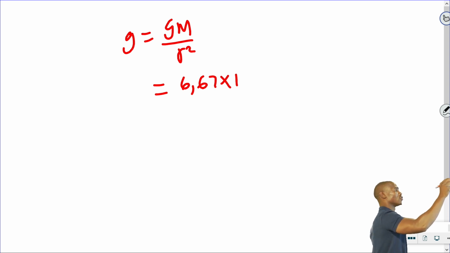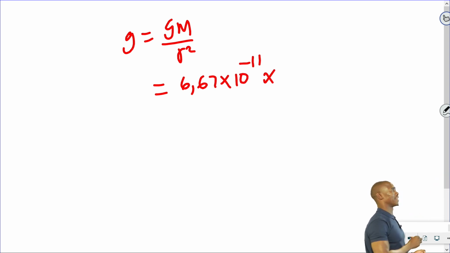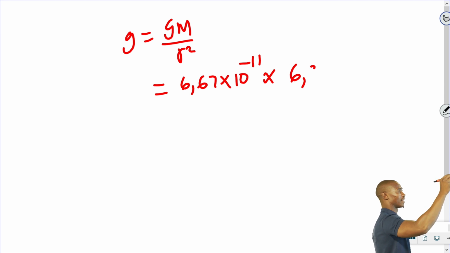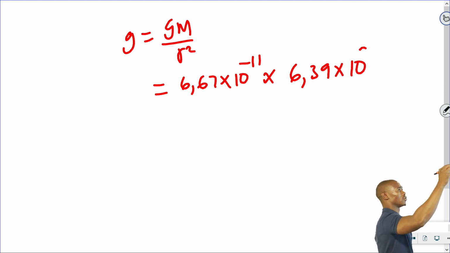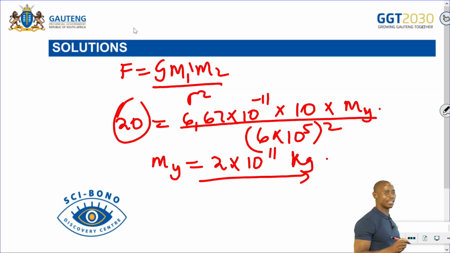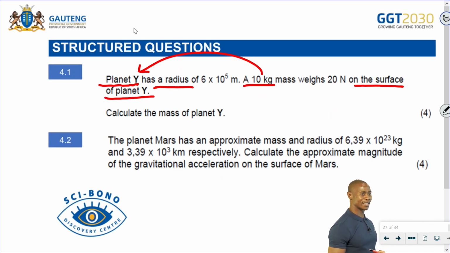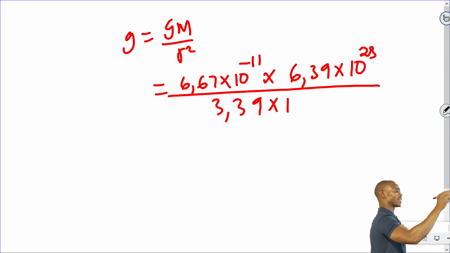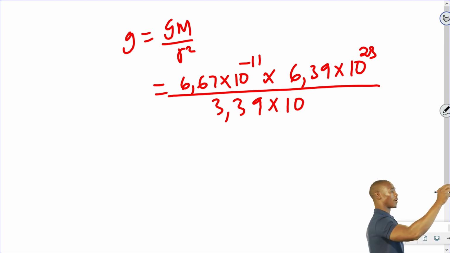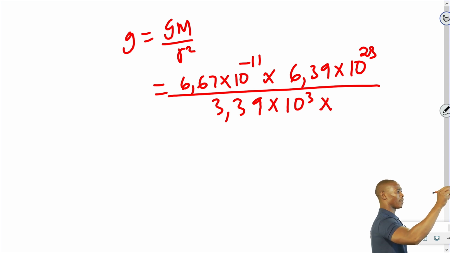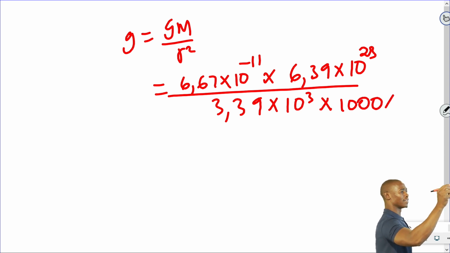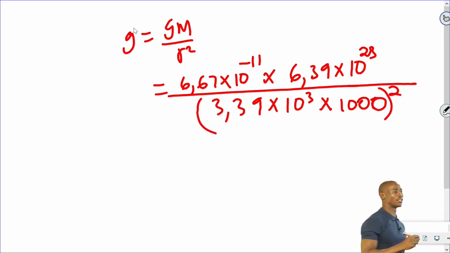6.67 times 10 to the power negative 11. Then multiply that by the mass of this planet, which is 6.39 times 10 to the power 23. Divide by R. Let's check R. R here is 3.39 times 10 to the power 3, so you multiply that by 1000. Then why are we multiplying by 1000? 1000 all squared. Why are we doing that?